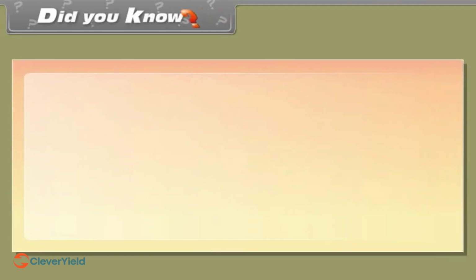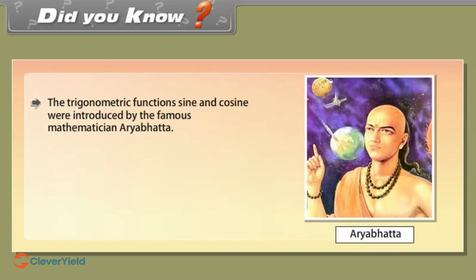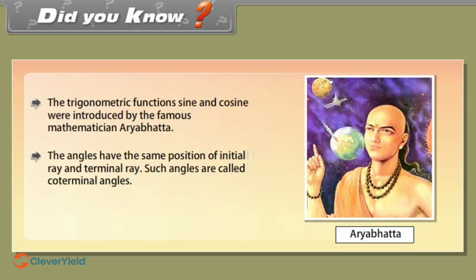Did you know? The trigonometric functions sine and cosine were introduced by the famous mathematician Aryabhata. When angles have the same position of initial ray and terminal ray, such angles are called coterminal angles. Sine, cos and tan are not multipliers.